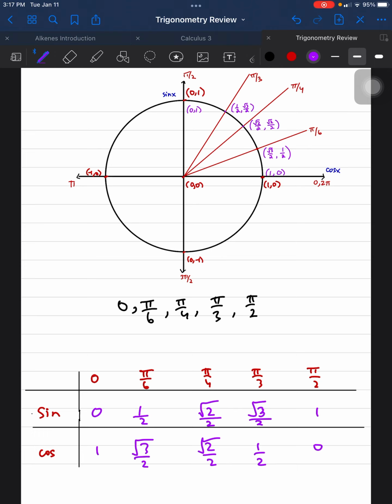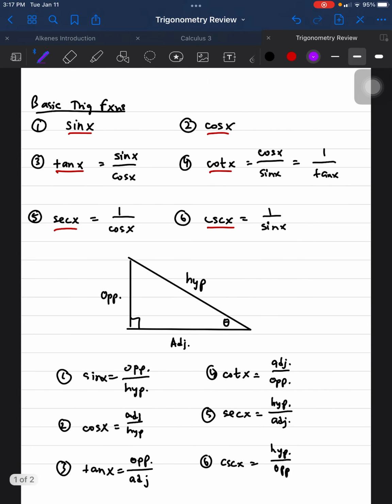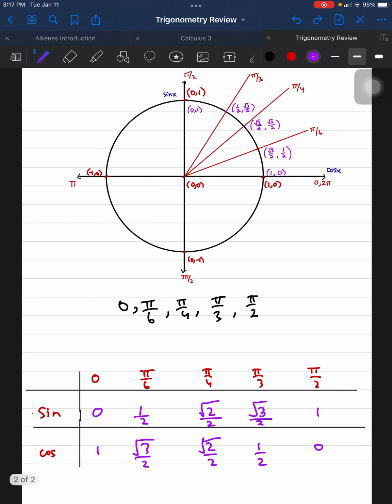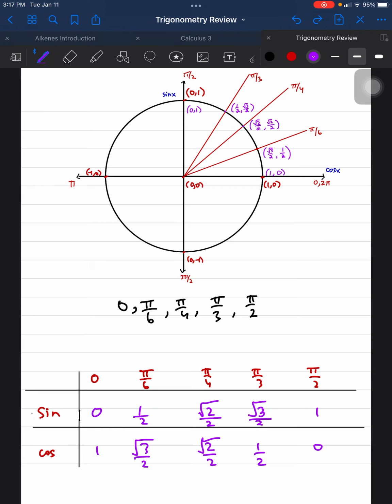So in order to get the values for tangent, cosecant, secant, or cotangent, we want to use what we went over in the basic trig functions video. We want to use the rewritten ways of how we related each trig function to their counterparts or other trig functions. So in order to get the values of, let's start with tangent and then move on to the other ones.